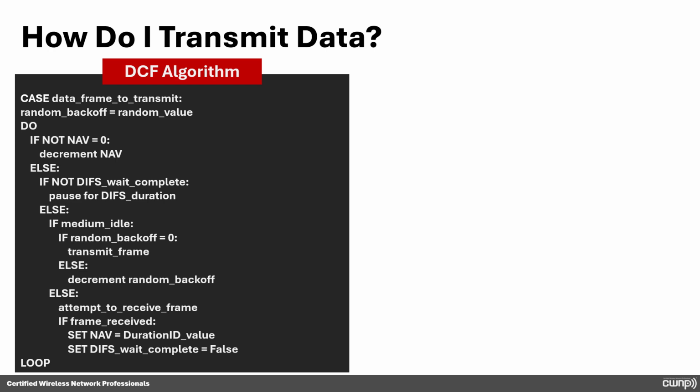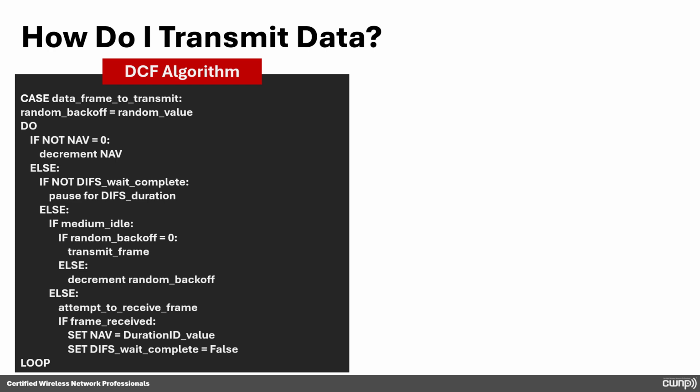So notice how as we keep going into the nested if statements here, we're actually taking care of the logic of the DCF algorithm that you may have studied already in your CWNA studies. We're accommodating for the NAV. We're accommodating for the interframe space. We're accommodating for carrier sense, as well as, of course, virtual carrier sense because of the NAV. We're accommodating for the random backoff. All of that is there. And so this is the DCF algorithm.